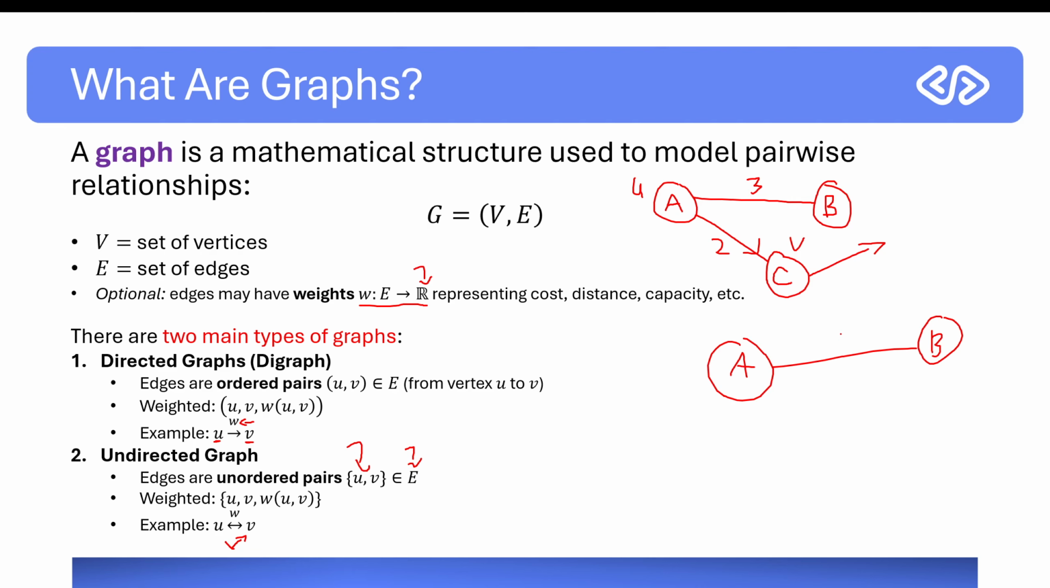Yeah, so this is saying I can go from A to B, and then I can also go back, from B to A. So that's what graphs are. It's just a mathematical structure to represent this.